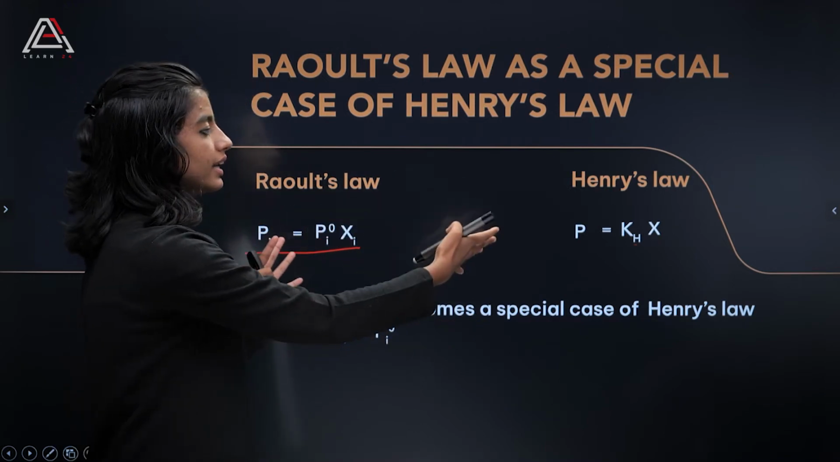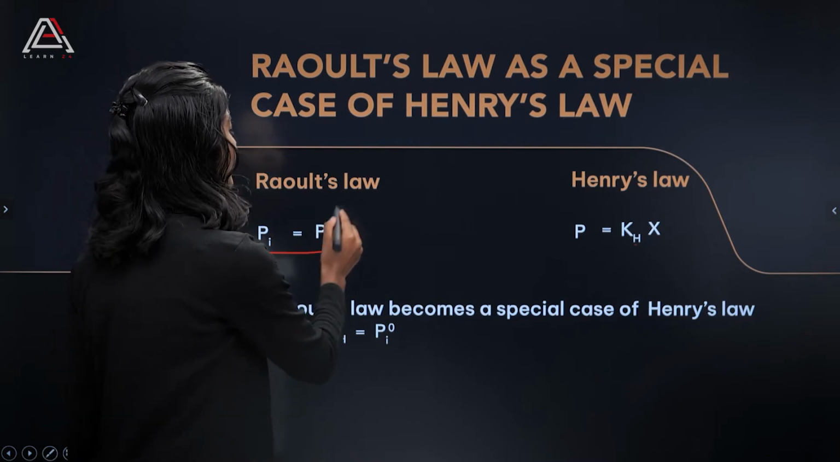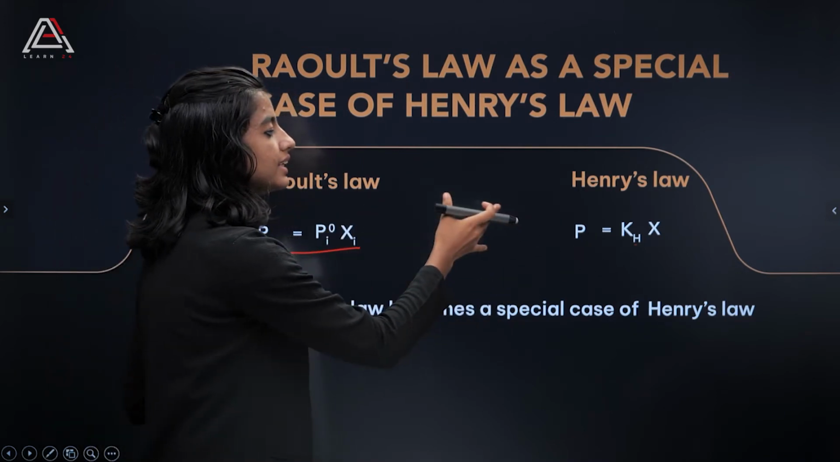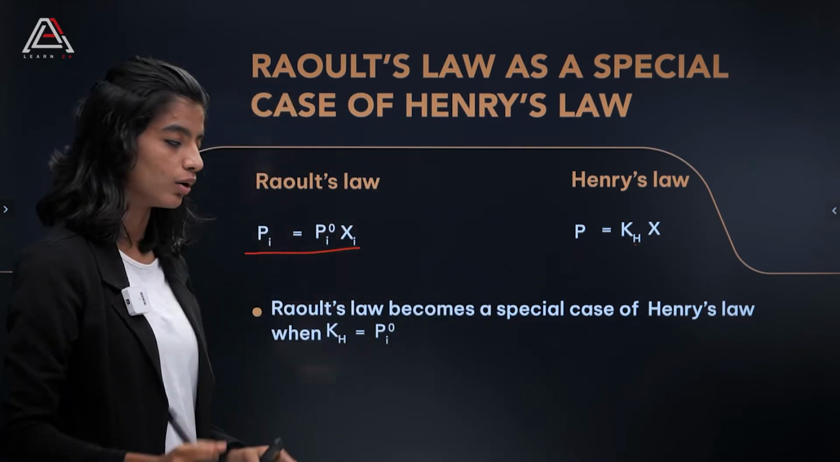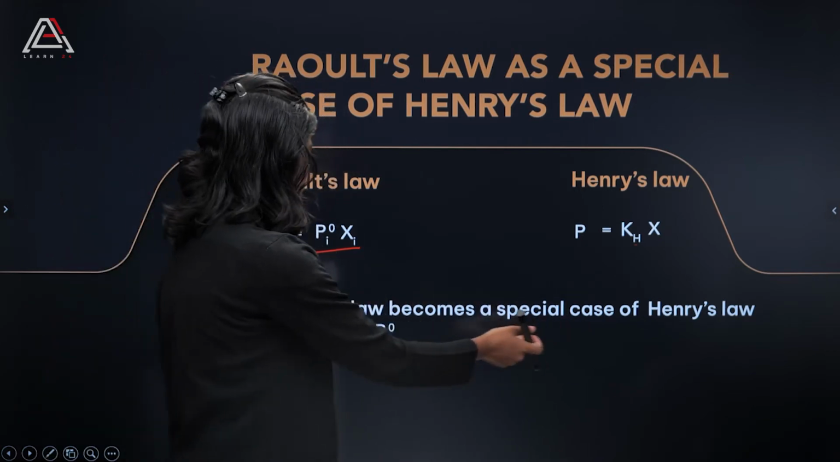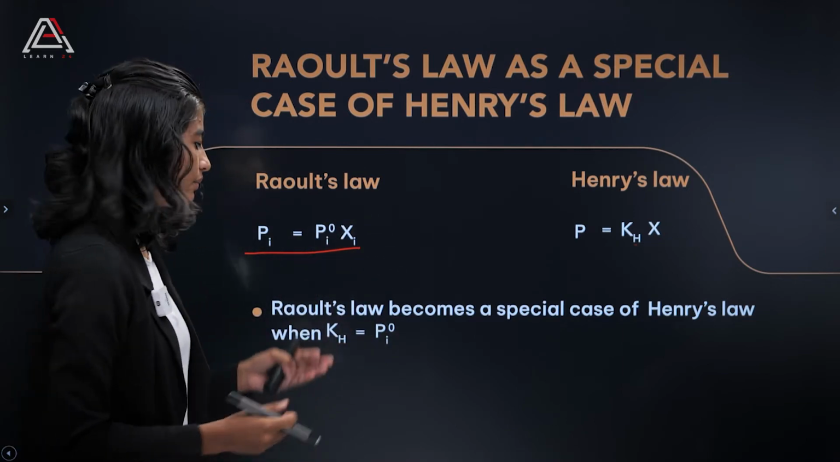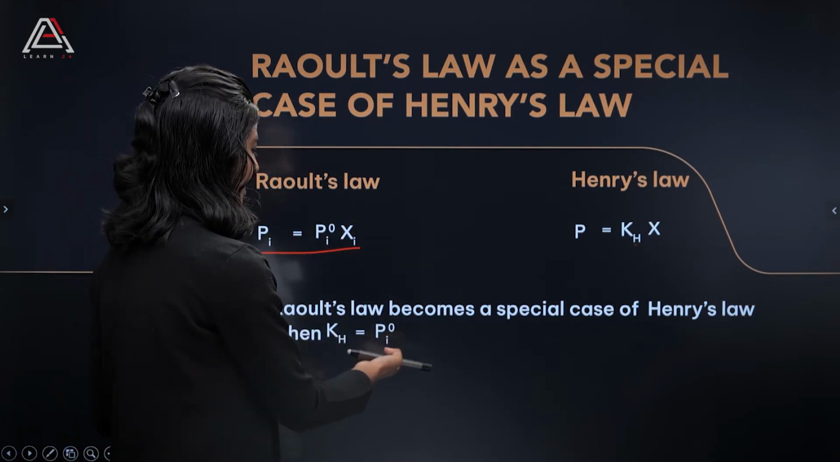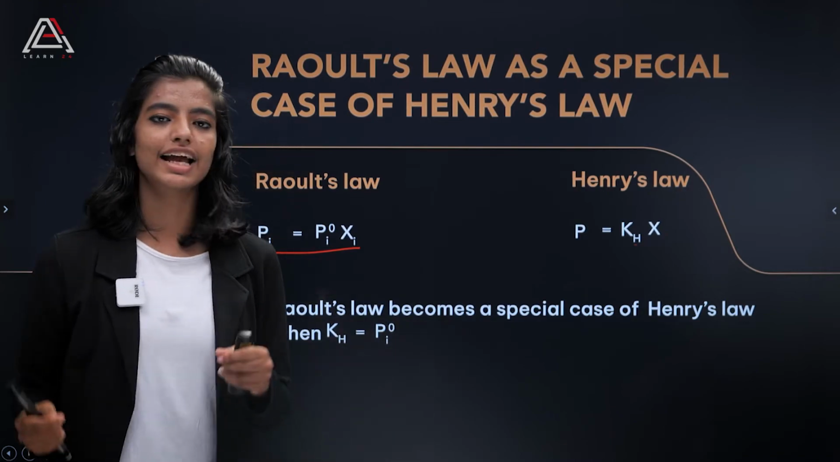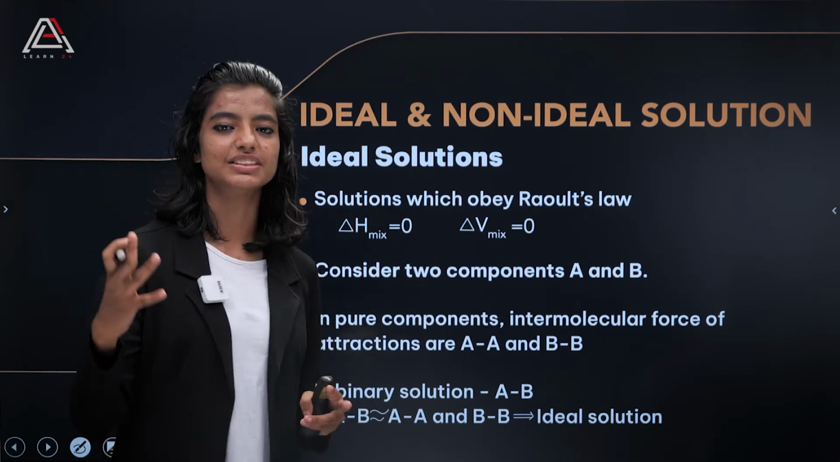When these two equations become equal, can you tell me that? Yes, when Pi naught is equal to Kh, these two equations will be equal. That is, Raoult's law becomes a special case of Henry's law when Kh is equal to Pi naught. Now let's discuss the ideal and non-ideal solutions.